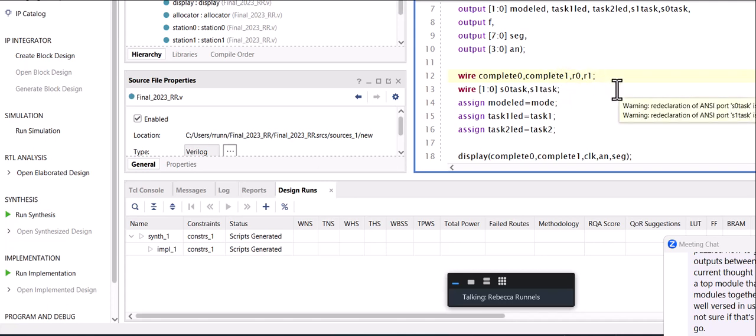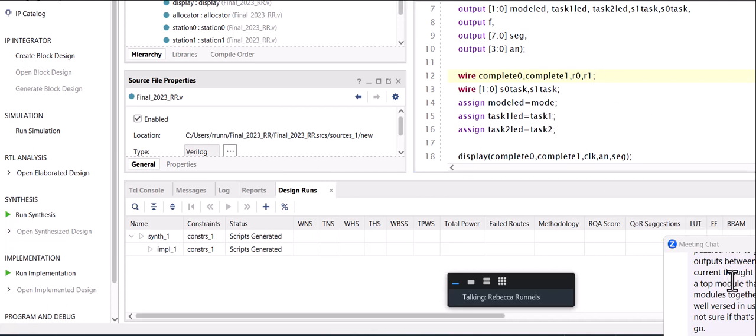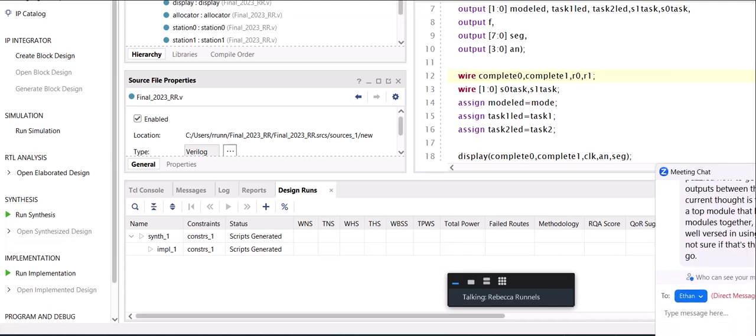R0 and R1 are outputs for the stations. The stations are saying whether they're ready or not, and it's an input for the allocator. So that's where you put it. You put it here in this top module. So did that get to your question about how to link together your modules? So complete 0 and complete 1, yes.